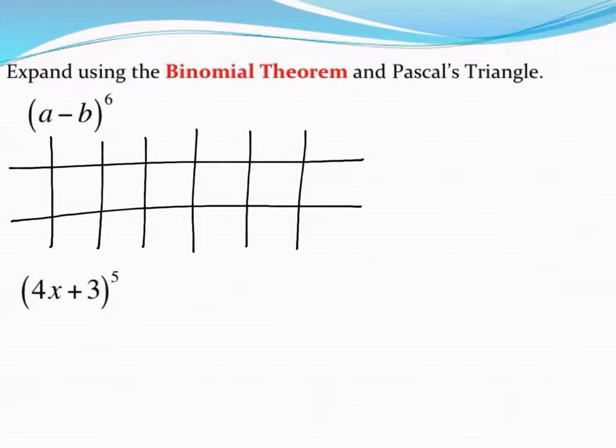It's always going to have 3 rows in it, and your number of columns will always be 1 more than the power you're raising it to. So for a 6th power like this one, I have 7 columns in my chart.